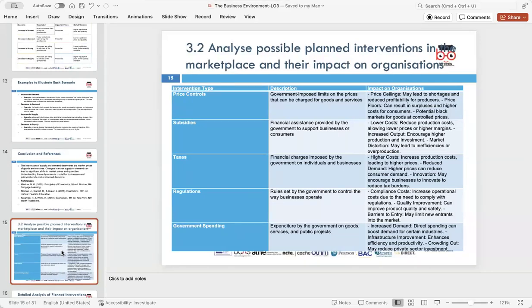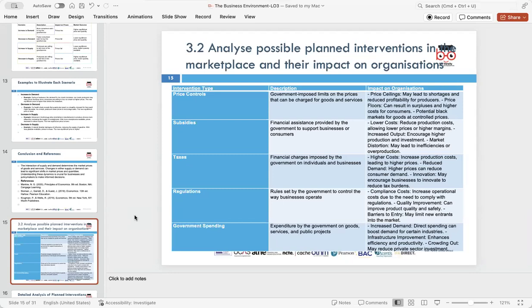Okay, so next one is to analyze possible planned interventions in the marketplace and their impact on organizations. So: price controls, subsidies, taxes, regulations, government spending. Price controls are limits set by the government on the price of goods and services. They come in two forms: price ceilings, a maximum price, and price floors, a minimum price.